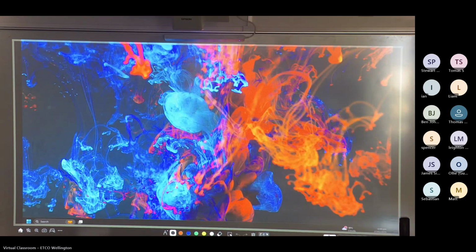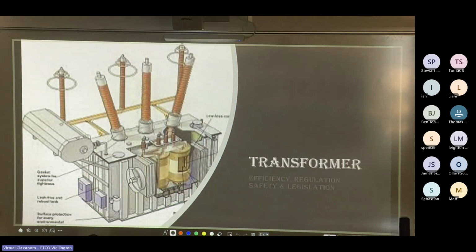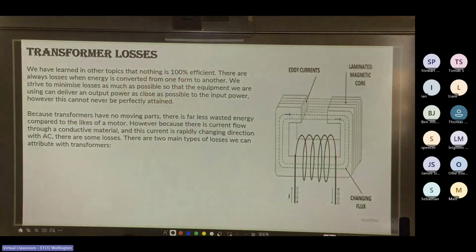Cool. So now we've had a look at current transformers, we're going to take another look at transformer efficiency, regulation, and safety and legislation. So with transformers, we need to be aware of transformer losses because they're not 100% efficient. There are always losses when energy is converted from one form to another. We strive to minimize losses as much as possible so the equipment we're using can deliver an output power as close as possible to the input power. However, this cannot be perfectly attained.